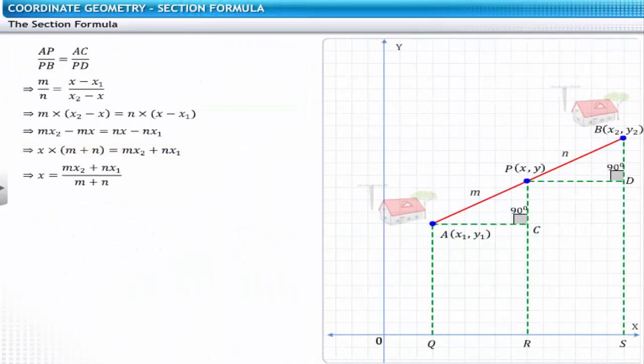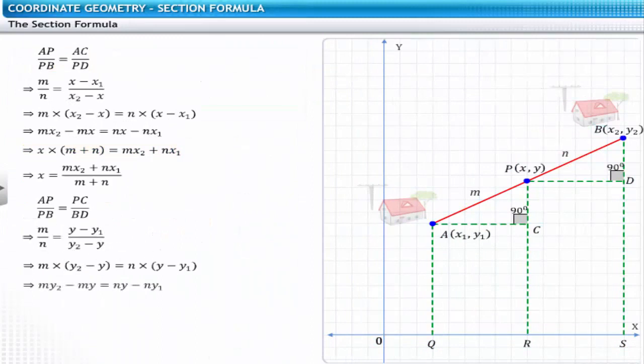Similarly, you can substitute the values for sides PC and BD. From equation 1, AP divided by PB is equal to PC divided by BD. Rearranging the expression, you get y multiplied by m plus n is equal to m y2 plus n y1. On simplifying, you get y is equal to m y2 plus n y1 divided by m plus n.